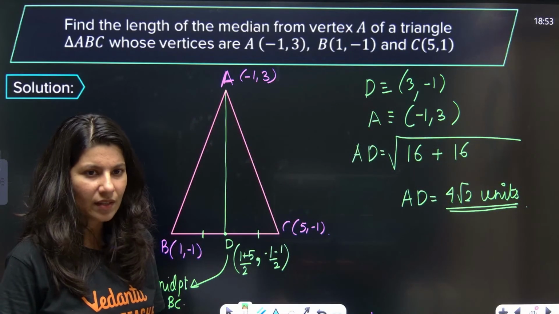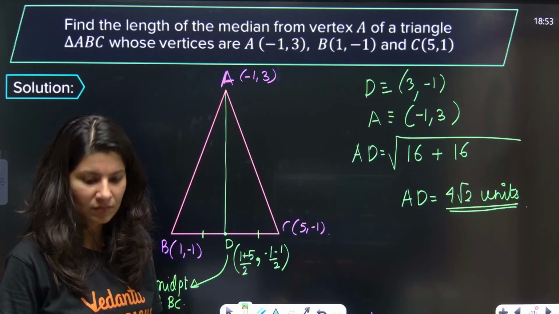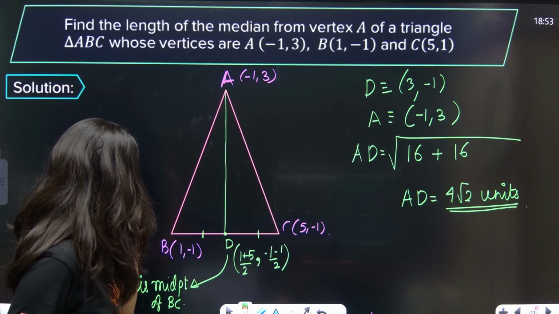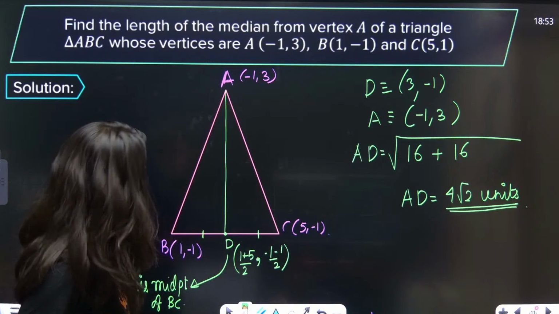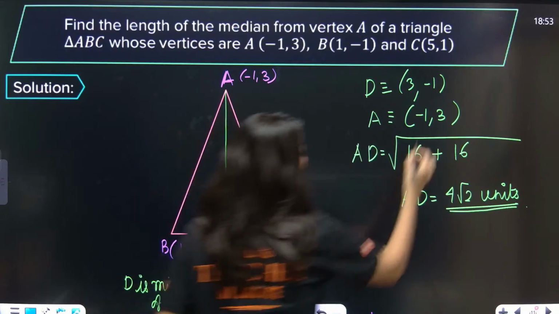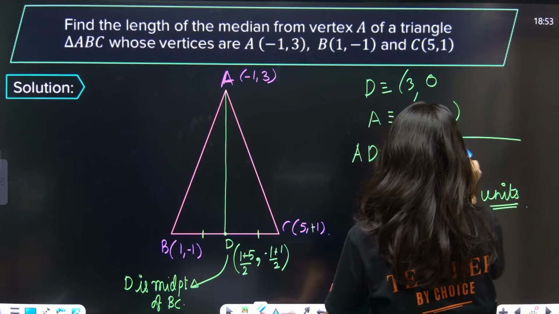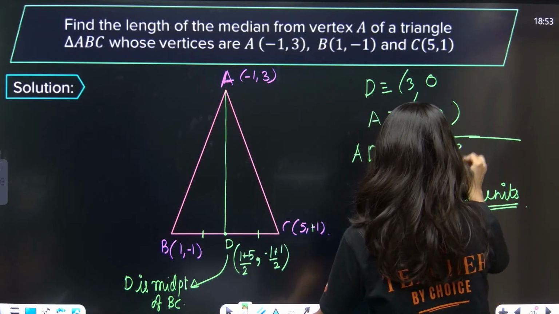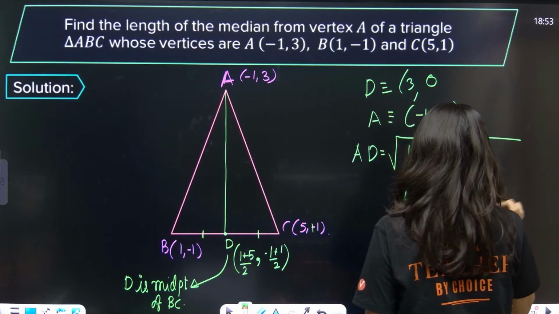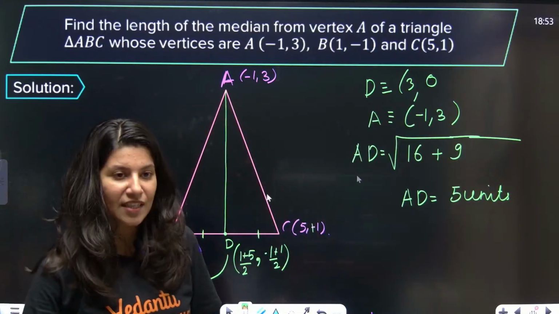Are you saying I have done something wrong again? Sorry, this is +1. Oops. If this is +1, then D will be 0. Yes. Then it is going to give you 16 plus 9. And yes, it is going to be 5 units. Sorry, I thought this is +1. Copy paste mistake. Sorry.